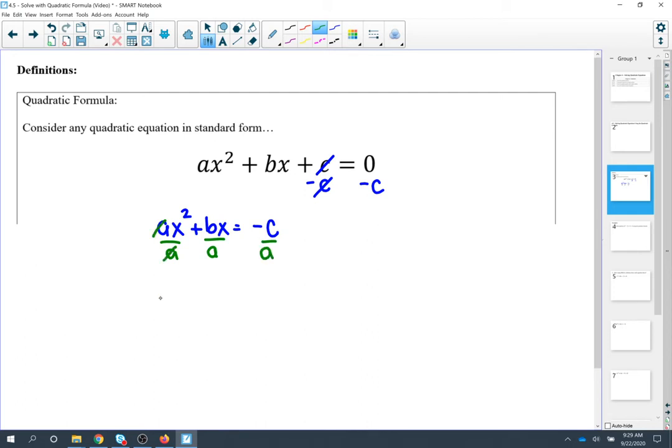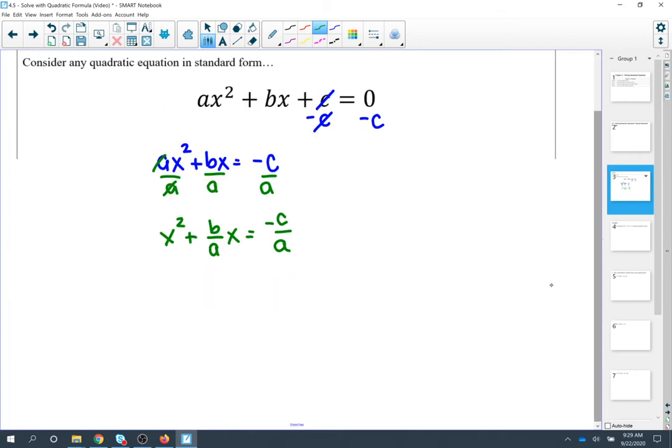If I do that, that's going to leave me with x squared plus b divided by a times x equals negative c divided by a. Now, I know this isn't pretty, but we do now have it set up so that we can complete the square, because we have all of our x's on the left, our numbers on the right, and our leading coefficient is a positive 1. So at this point, we're going to add our blanks: x squared plus b over a x plus blank equals negative c over a plus blank.